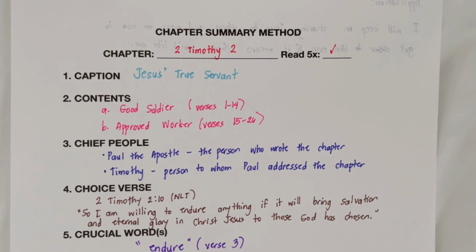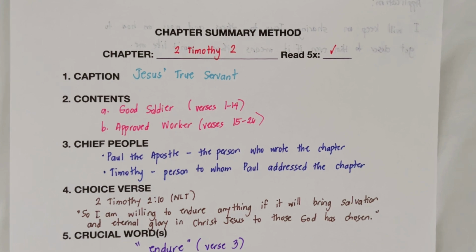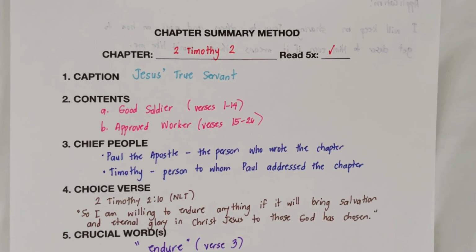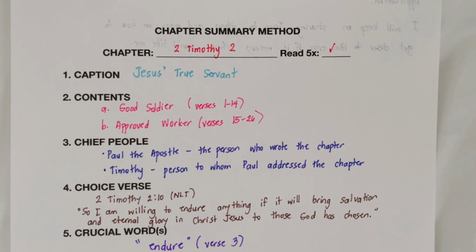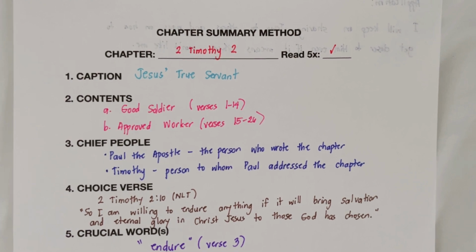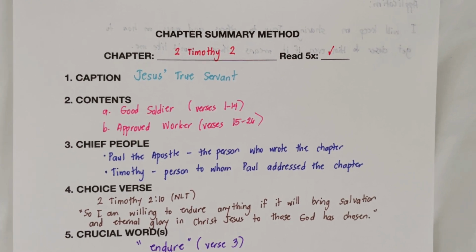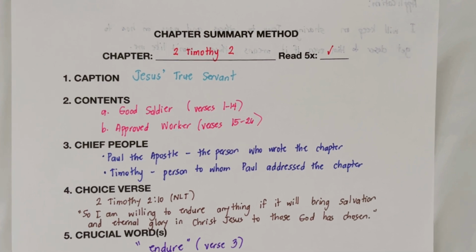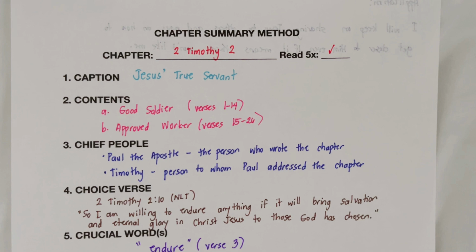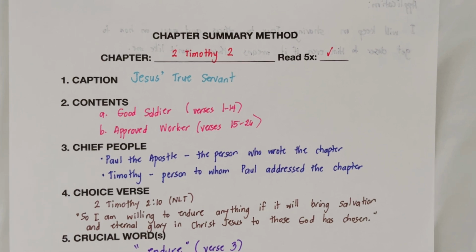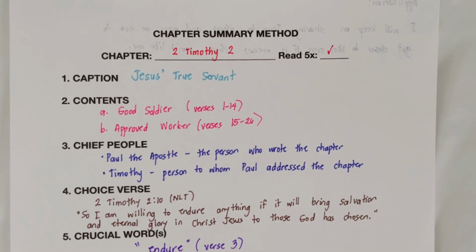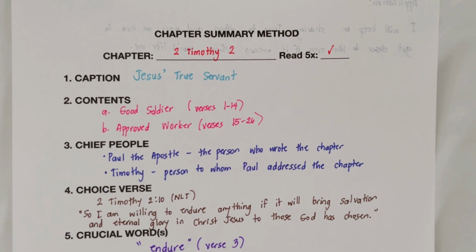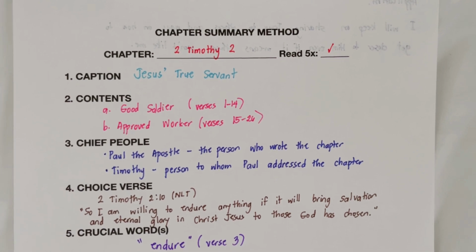If you are studying with me, I am curious to see what caption you gave. Comment it down below. Next, contents. This chapter contains, first, the good soldier of Jesus Christ, in verses 1 to 14. And of course, the approved worker, verses 15 to 26. The third is the chief people. Paul the Apostle is the one who wrote the chapter, and Timothy is the person to whom Paul addressed the chapter.